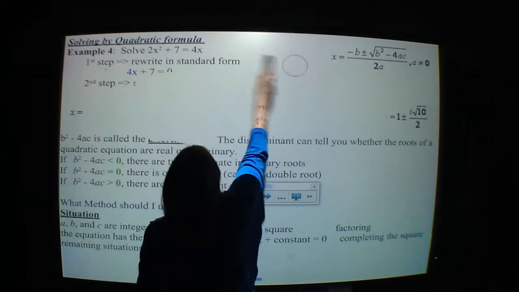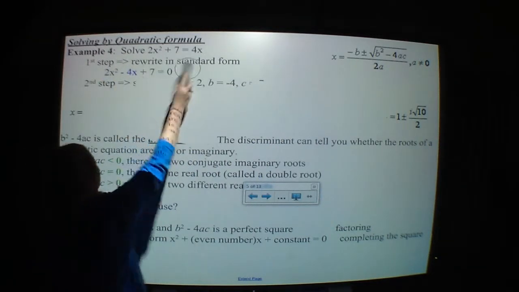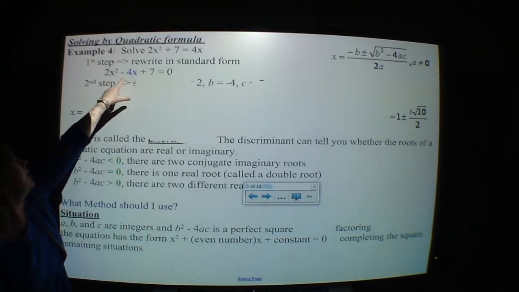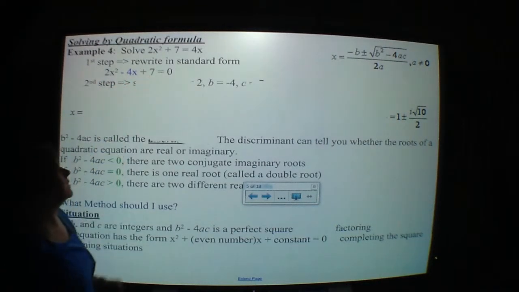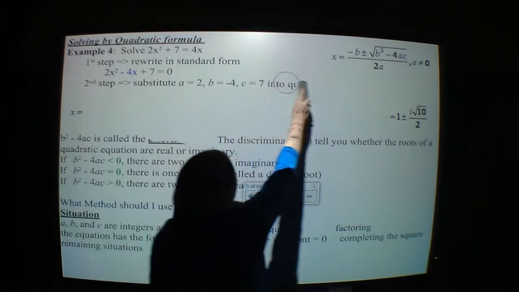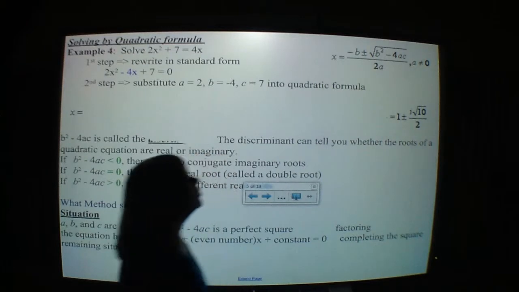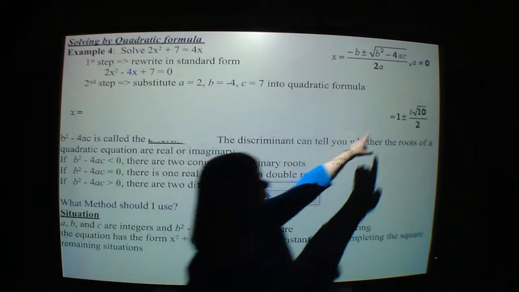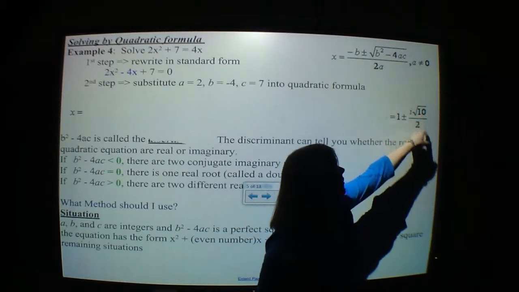So rewrite in standard form. So there it's written in standard form. And now, there's your A, there's your B, there's your C. A, B, and C. So plug it into the quadratic formula. Why don't you pause this for now, see if you can do it, see if you end up with 1 plus or minus i radical 10 over 2.